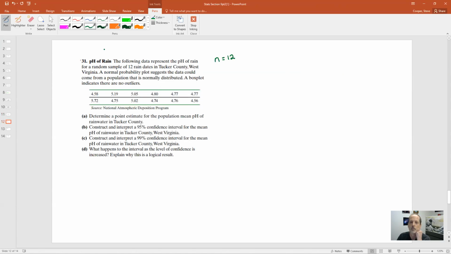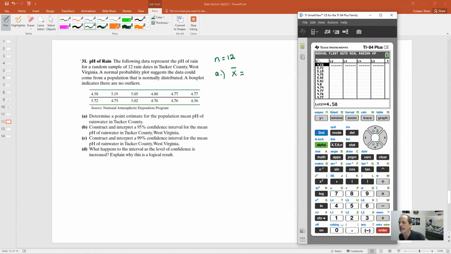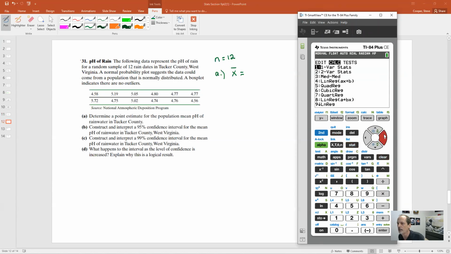So what we need to do is find the point estimate for the population mean. So we're looking for X bar. A is essentially saying, what's our point estimate? So you could add those up manually and divide by 12, or if you want to punch it into your calculator, just go to your stat edit. And I've already entered these data points into L1, so you can see that I've got 12 of them. So once you got them entered, you can just do a stat calc, one of our stats. And there's our X bar, 4.89. We'll round it to 3 decimal places, so we'll say 4.893.